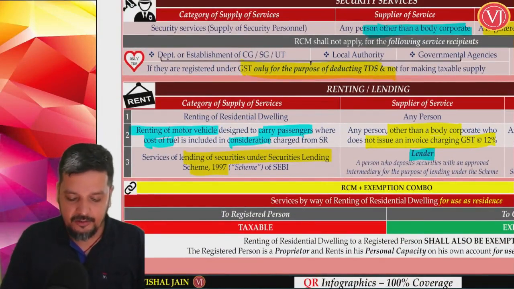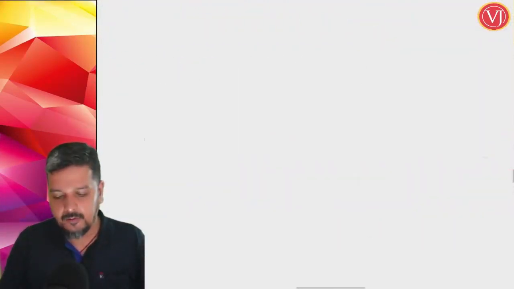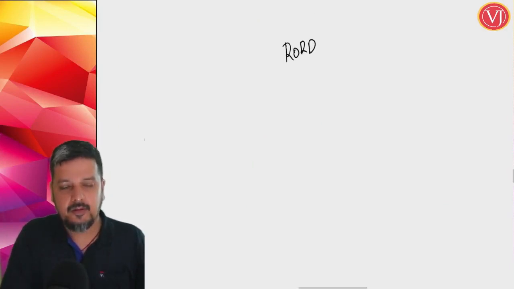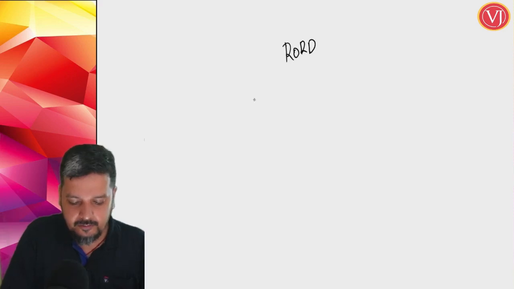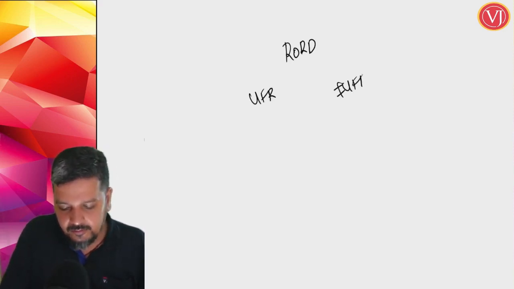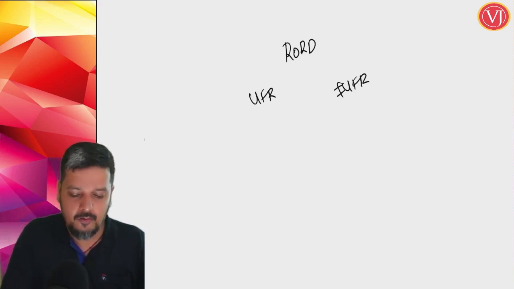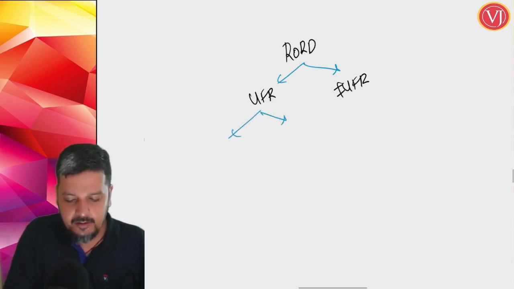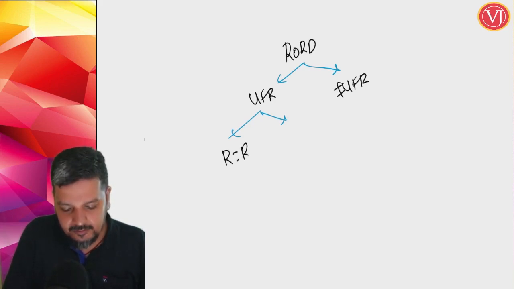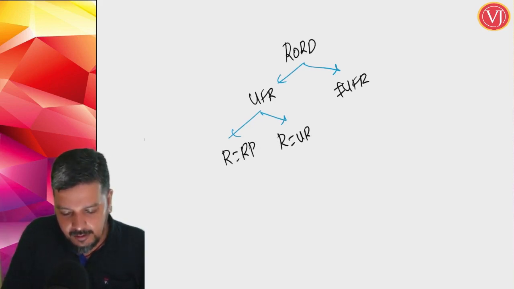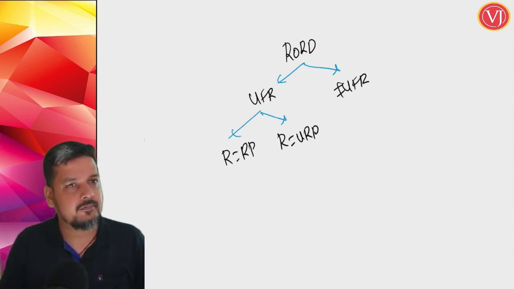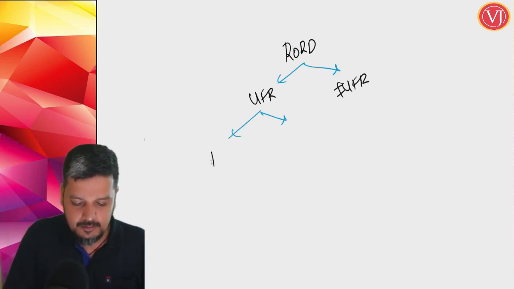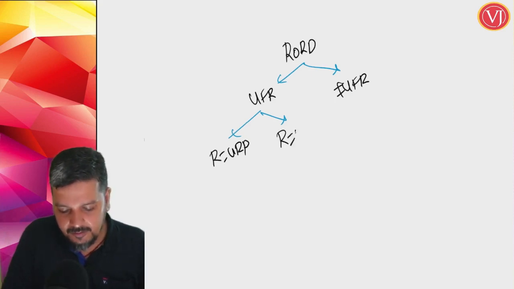Renting of residential dwelling. Now when you talk about renting of residential dwelling, it is used for residence, or not used for residence. And the recipient is a registered person, or the recipient is an unregistered person.